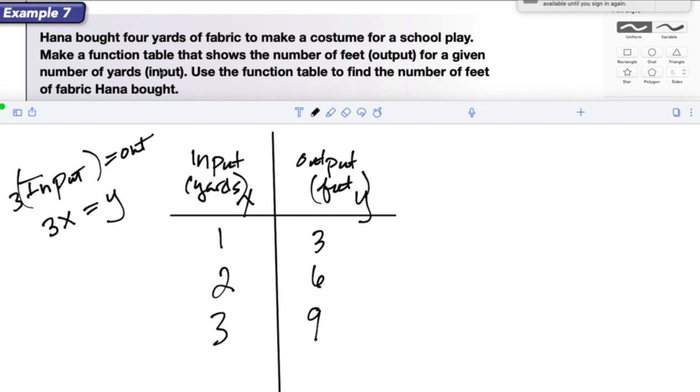With that in mind, we know that Hannah bought fabric for a costume play. She bought 4 yards. There it is. So I know that 3 times 4 is going to give me my Y value. 3 times 4 is 12. We recognize that for an input of 4, we get 12 as an output.